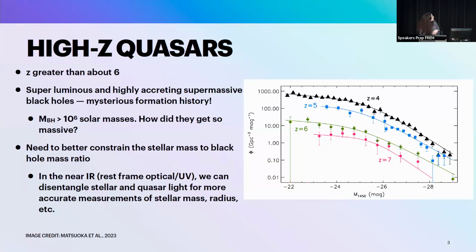So this is a luminosity function, actually it was published just a couple weeks ago, showing just how rare these high redshift quasars are. So as you go down from Z equals 4, you can see they become more and more infrequent. And of course, when things are rare, that makes them much harder to study.